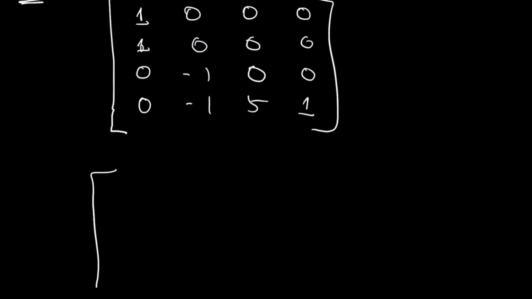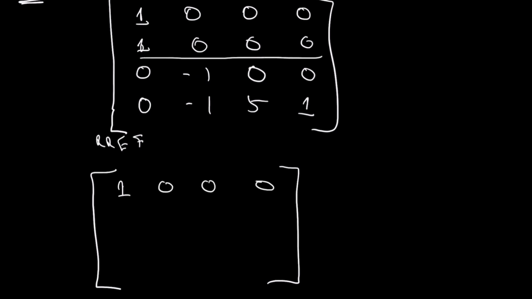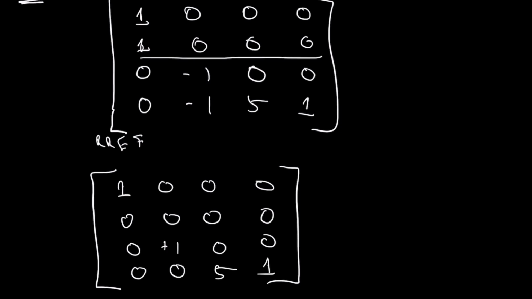Okay. So same thing, we're going to try to simplify it to row reduced echelon form. This is going to be easy. This line right here is going to be all zeros because it's practically the same line. And then you're going to have 0, negative 1, 0, 0. Turn this into a positive. 0, 0, 5, 1.